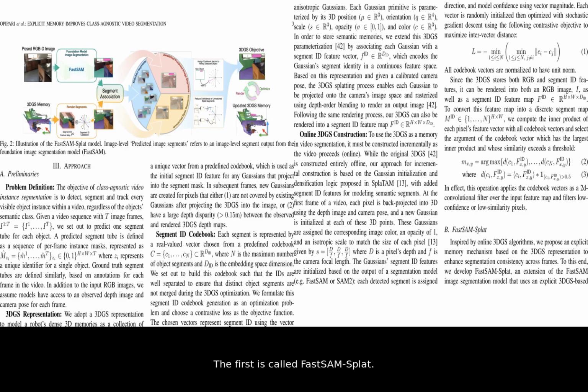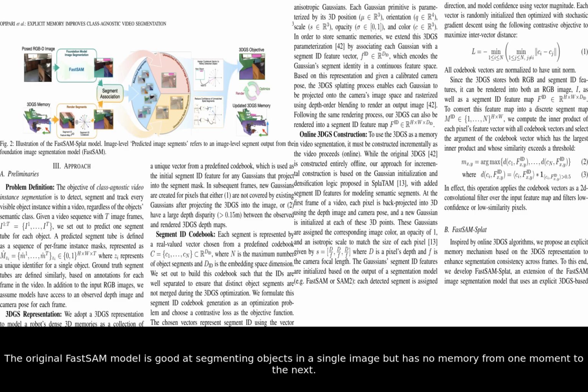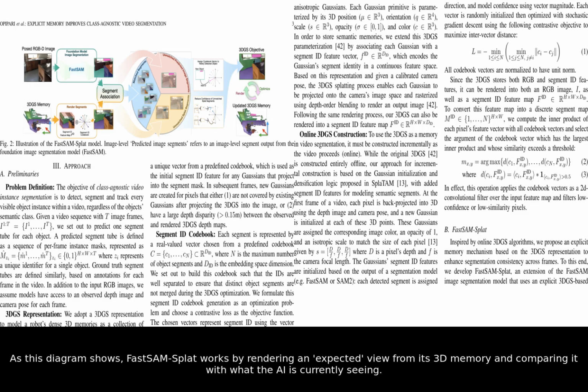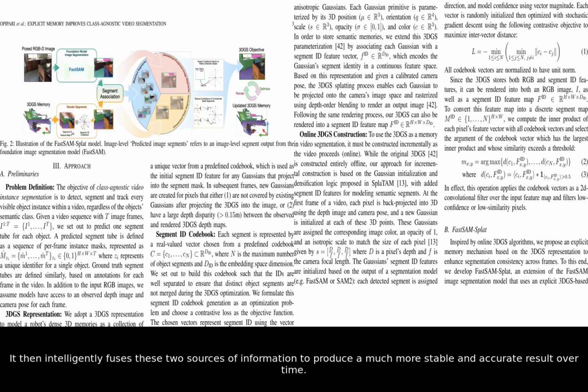The researchers took two existing AI models and augmented them with this new 3D memory system. The first is called FastSAM-Splat. The original FastSAM model is good at segmenting objects in a single image, but has no memory from one moment to the next. As this diagram shows, FastSAM-Splat works by rendering an expected view from its 3D memory and comparing it with what the AI is currently seeing. It then intelligently fuses these two sources of information to produce a much more stable and accurate result over time.